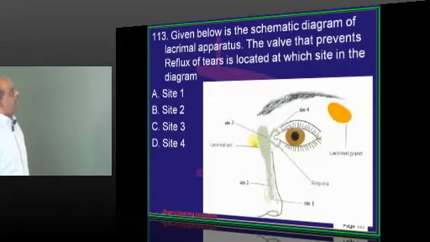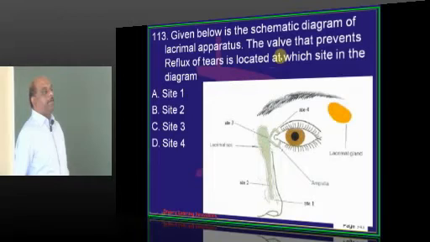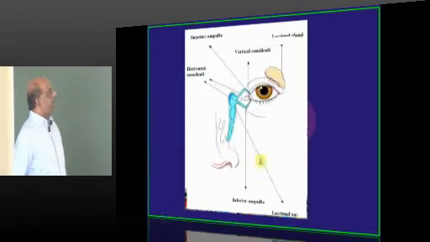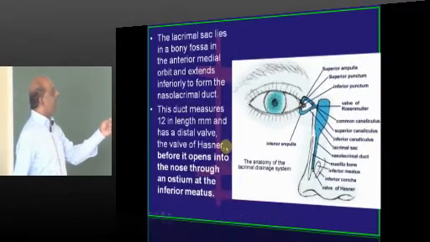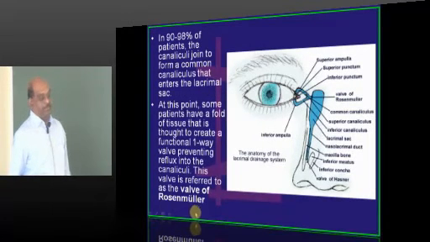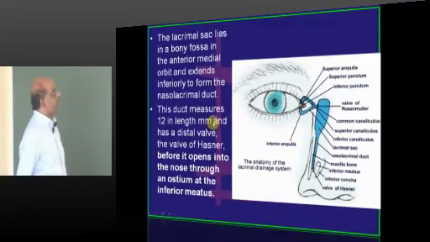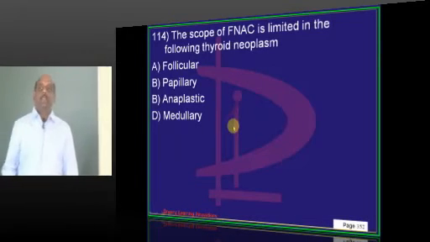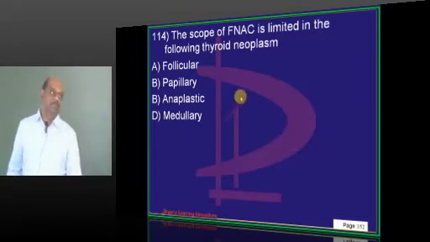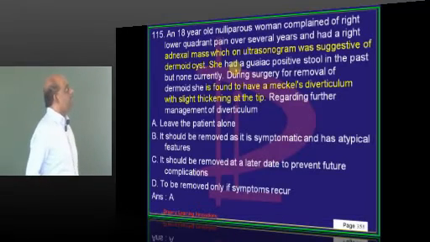There was a picture given and it was asked, reflux of tears is prevented by which valve and where is it located? Actually, the examiner's interest is to know whether you know where the valve of Rosenmüller is. Some atypical questions, very characteristic of only certain types of exams. FNAC has no role in follicular carcinoma. It's a very well-known question.